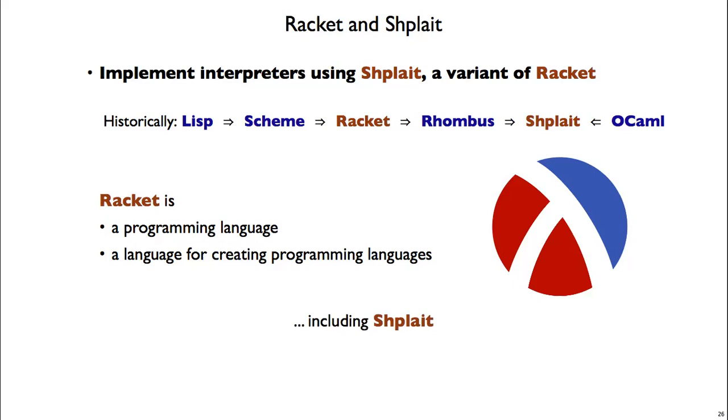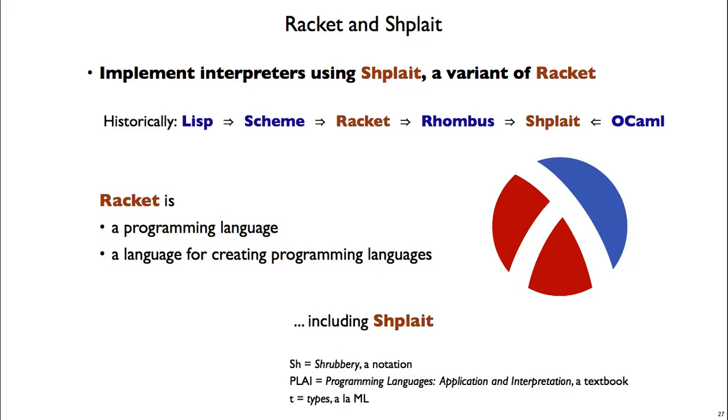Lastly, I need to explain the name, Shplait. So as you might expect from an ugly name like this, it's got a technical meaning. The SH stands for shrubbery, which is the notation system inside Shplait. This is what helps make it look like OCaml, even though it's implemented in Racket. PLAI is for the textbook that this course was originally derived from. And T at the end is for types, as we have in the ML family. So putting it all together, Shplait.